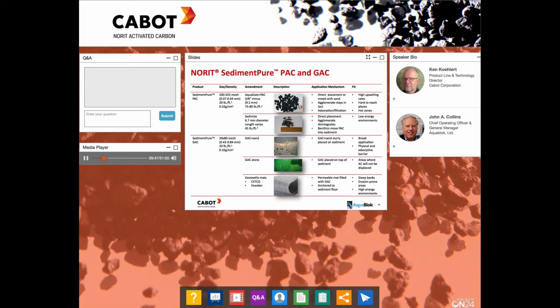Granular activated carbon is most commonly deployed in a sand-GAC mixture or slurry. GAC can also be applied directly to the sediment surface. Finally, GAC can also be added to geotextile mats, which are anchored to the sediment surface. Setco and Husker are two companies that make these products.